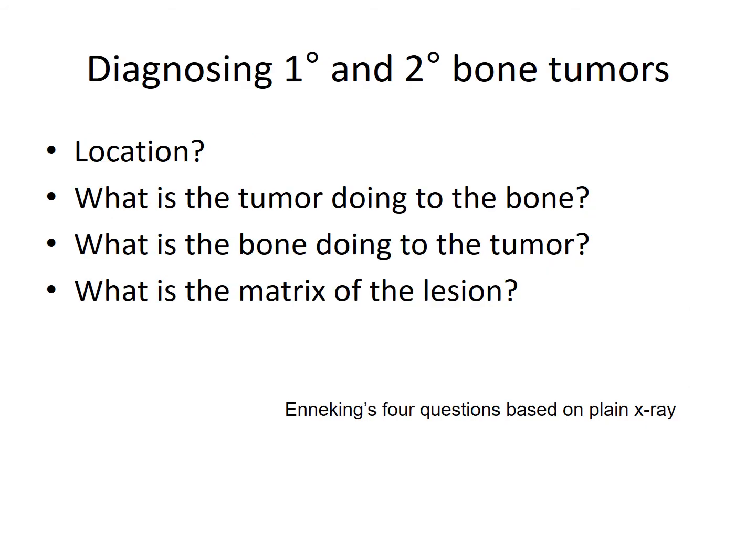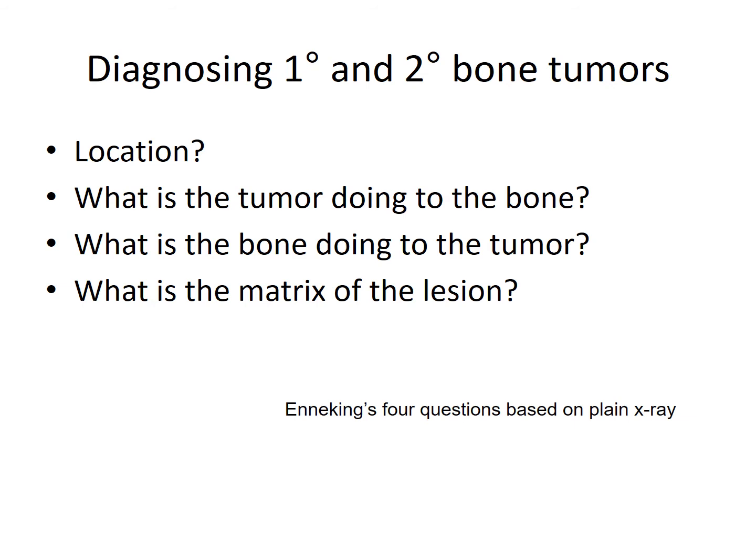So these are the 4 questions that you want to ask based on plain x-ray. Dr. Enneking, who's one of the greats of orthopedic oncology, had these 4 questions, and if you start with these based on a plain x-ray, you often will be able to get yourself down to a good differential diagnosis. So what is the location of the tumor? And this means epiphyseal, metaphyseal, diaphyseal. What is the tumor doing to the bone? And what's the bone doing to the tumor? And then what's the matrix of the lesion?